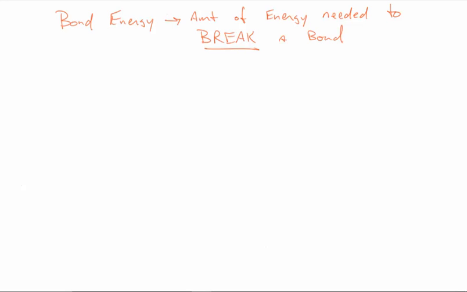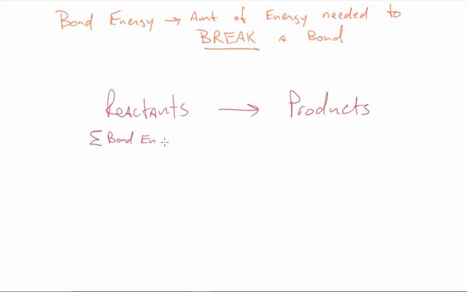We can give them to you under certain conditions, and so if I'm looking at a reaction where I've got reactants becoming products, it should make sense to you that the overall net, right, how much energy is released or absorbed here, would be the sum of my bond energies of my reactants, and then also a function of the sum of my bond energy for my products.